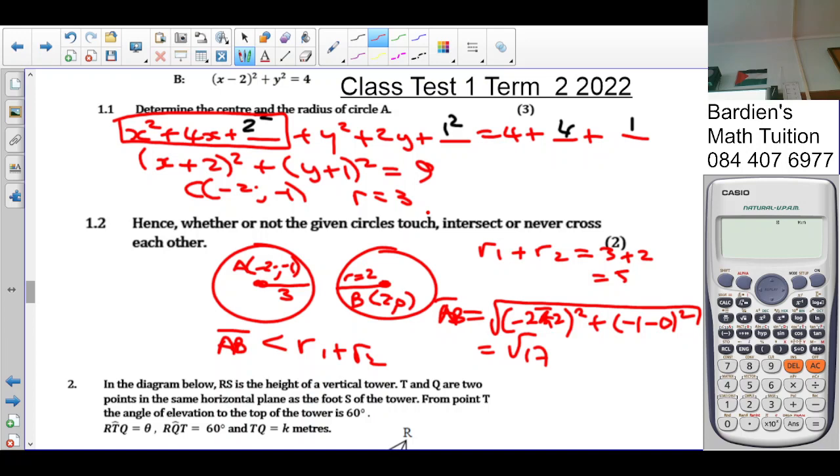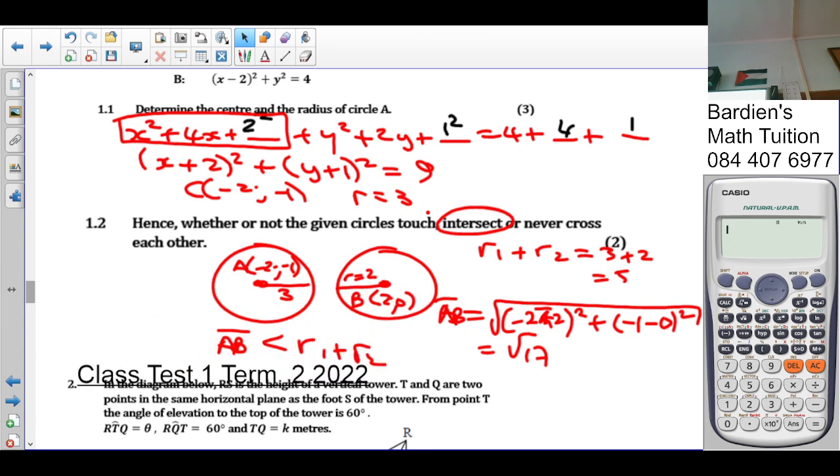If, however, the sum of the radii is greater than the length between the two centers, then the two circles intersect each other, which means to say they will overlap each other. In other words, they'll cut each other twice. So they will intersect. Okay. Let's look at number 2.